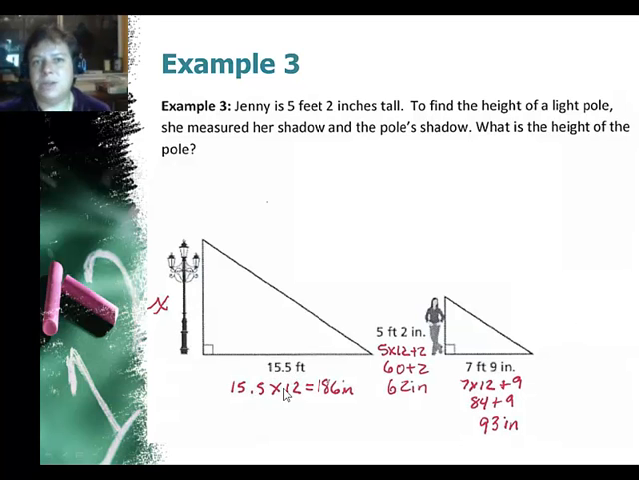The first one's easy. I just multiply it by 12. The second one, I take the feet, multiply it by 12, and add in the 2 inches to get 62. And I do the same thing for the shadow. 7 times 12 plus 9 is 84 plus 9, or 93 inches.